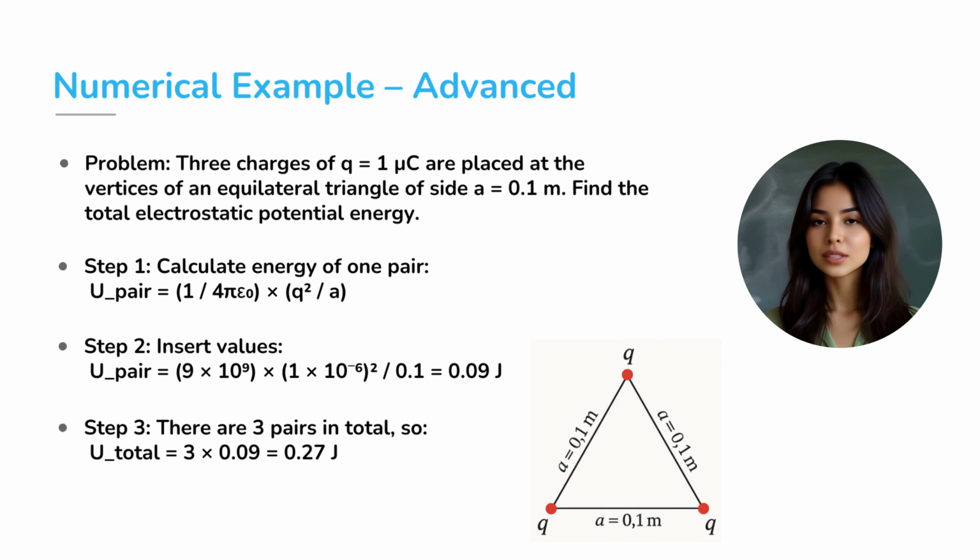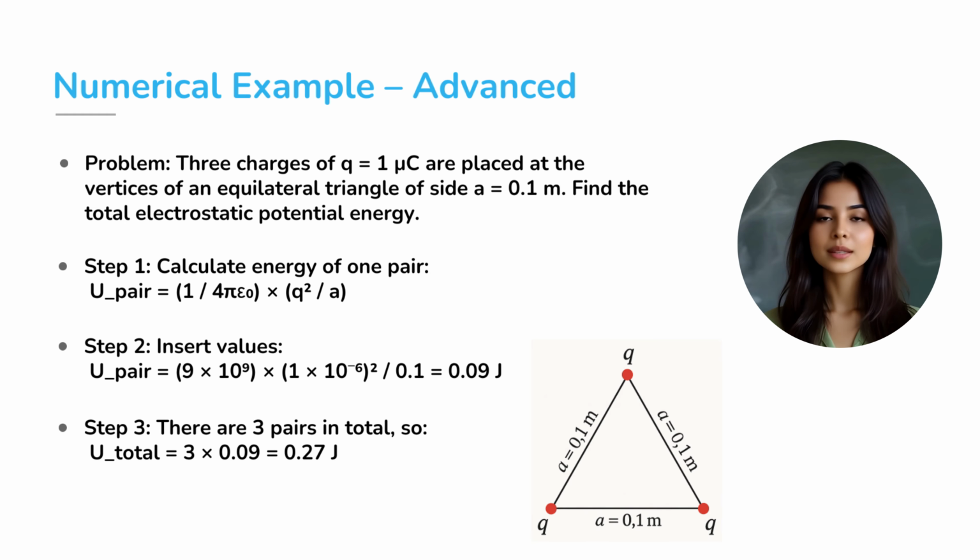Let's apply what we've learned through a numerical example. Three charges, each of 1 microcoulomb, are placed at the vertices of an equilateral triangle of side 0.1 meters. We are to find the total potential energy of this system. Step 1. First, calculate energy between any one pair using U pair equals 1 by 4 pi epsilon naught multiplied by q squared divided by a. Putting in the values, U pair equals 9 into 10 to the power 9 multiplied by (1 into 10 to the power minus 6) squared divided by 0.1.